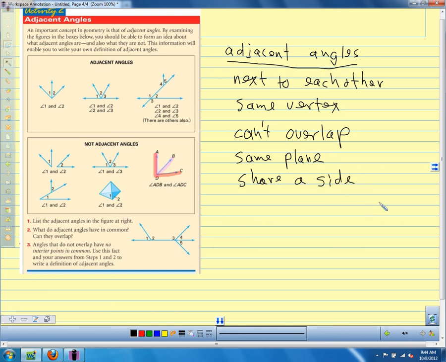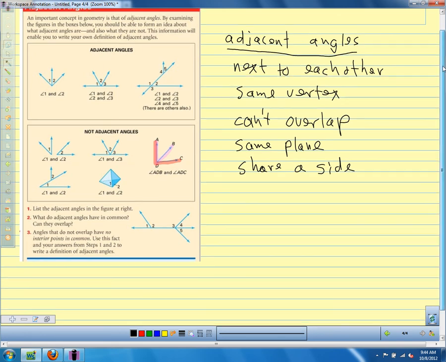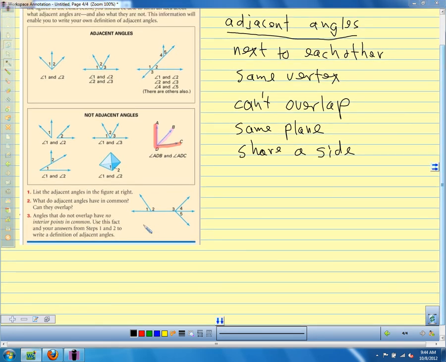So the adjacent angles are next to each other. They have the same vertex. They can't overlap. They have to be in the same plane, and they share a side. So let's look here. Are angles 1 and 2 adjacent? Yes. They're next to each other, they have the same vertex, and they share a side. How about angle 3 and 4? Here's the vertex. Here's the side that they share. So would they be adjacent? Yes. How about 4 and 5? Yes.